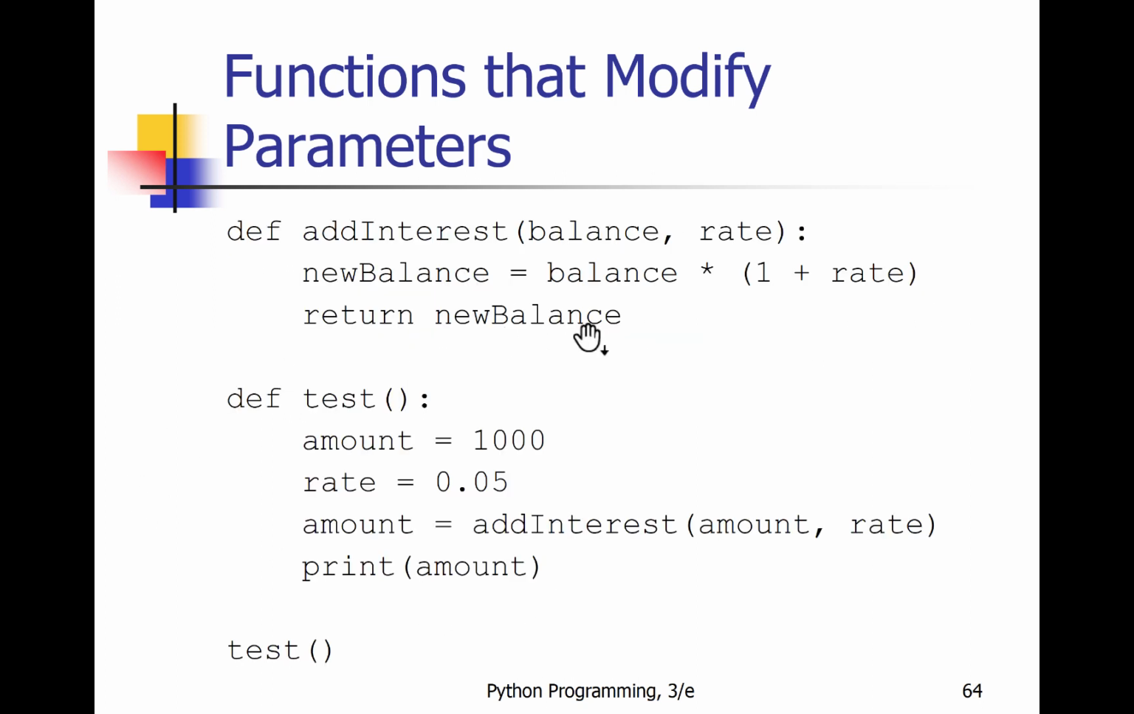So what does it look like here? Well, we get in the balance and the rate, and then we calculate the new balance, and we return it. And then we can say something like amount equals add interest, amount, and rate. So on the right side, the amount is the value before add interest has been executed, and the amount on the left side gets the value after add interest has been executed. So this is how we normally do it.